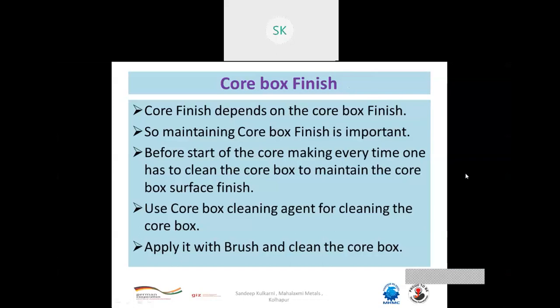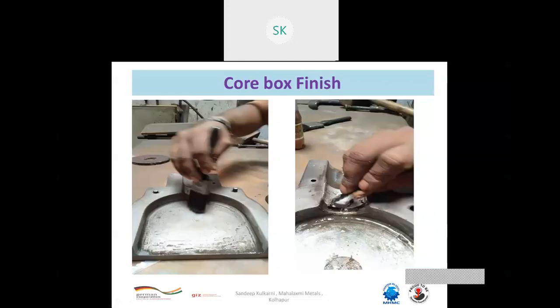Yeah, thank you. Use core box cleaning agent for the cleaning of the core box. So you have to use a cleaning agent for the cleaning of the core box. This is important. Apply it with the brush and then clean the core box. I have put up some photographs also on how to clean the core box. You can see you can just apply that agent, that is cleaning agent or releasing agent, on the core box with the brush, and then you can wash it or clean it with a good quality cloth.